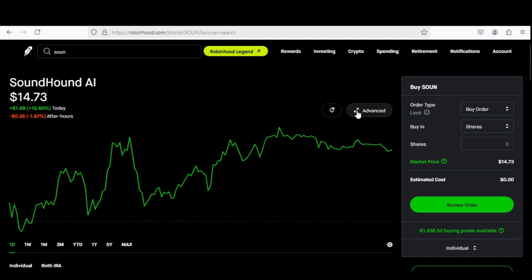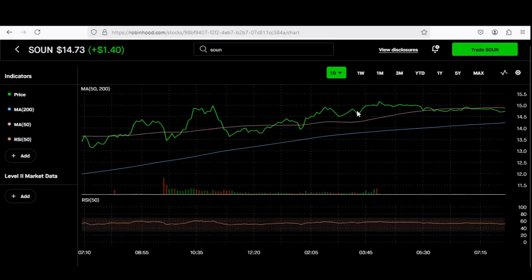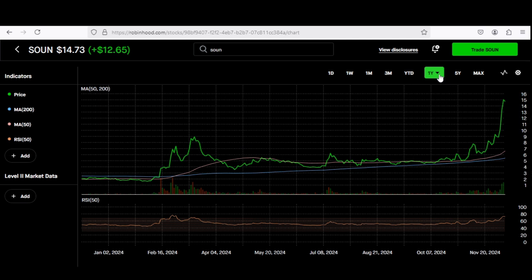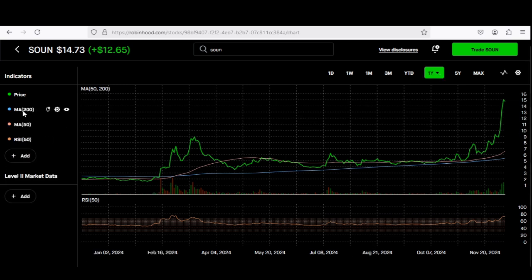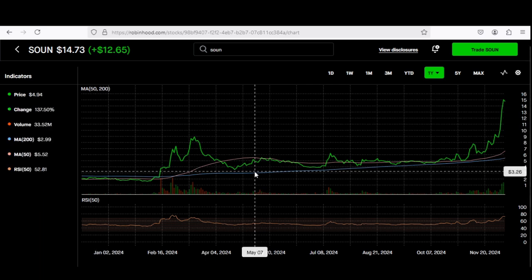Now we're going to go over to the advanced feature and then we're going to go to 1Y or 1 year. The reason I took you to this screen is for you to see one of the indicators that I use the majority of the time, and that's going to be the MA200 or 200-day moving average, represented by this blue line.